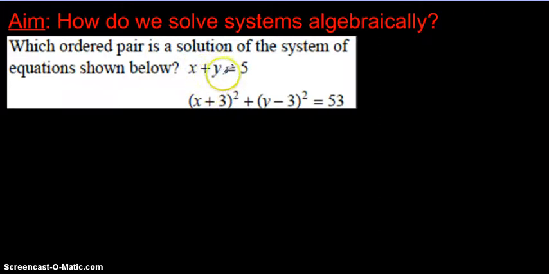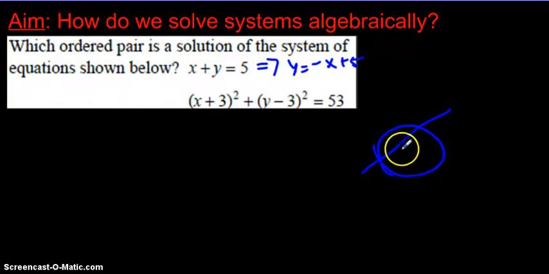Last time I solved for x, so I'm going to solve for y here, because that's what caused the problem last time. So this is the same thing as y is equal to negative x plus 5. This is a linear equation, and this is actually a circle. So you can imagine that this is a possible solution. So there might be two solutions. So let's substitute.